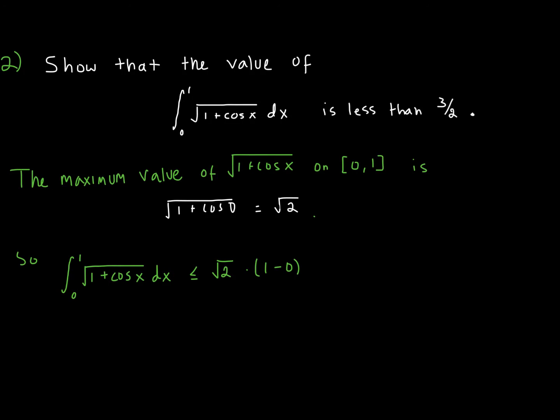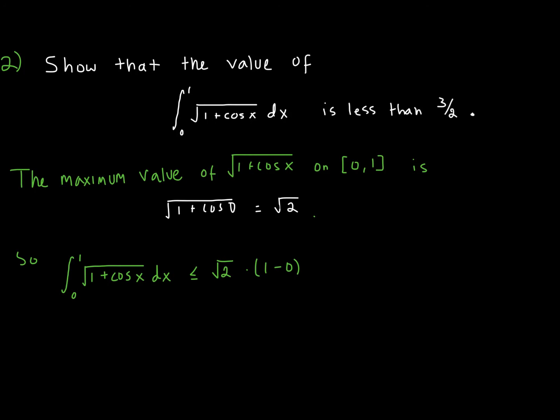All right, so our reasoning works as follows. The maximum value of the square root of 1 plus cosine of x on the interval that we're discussing is the square root of 1 plus cosine of 0, because that's where cosine is going to be its maximum value, which is 1. And so this ends up being the square root of 2. And that means, by that last rule, the domination property, that the integral from 0 to 1 of square root of 1 plus cosine of x dx is going to be less than or equal to that maximum value multiplied by the length of the interval, right?